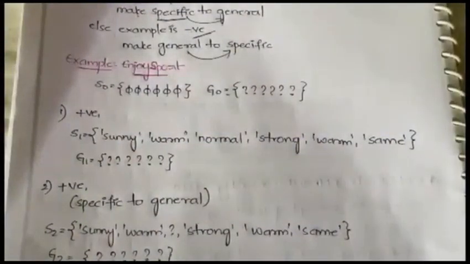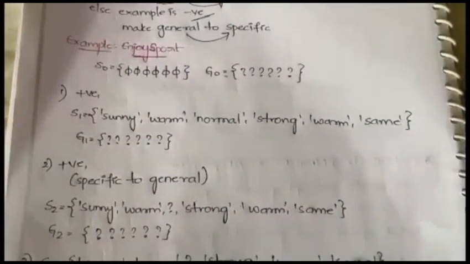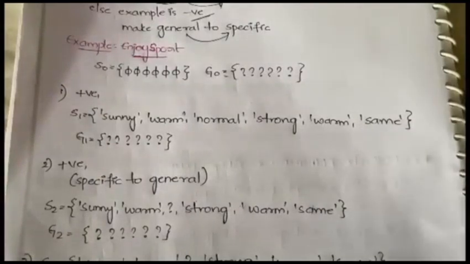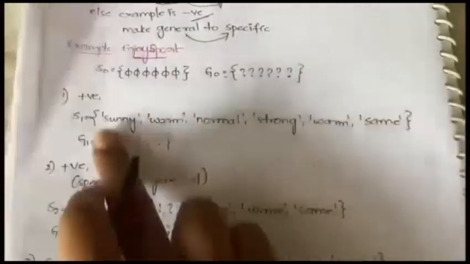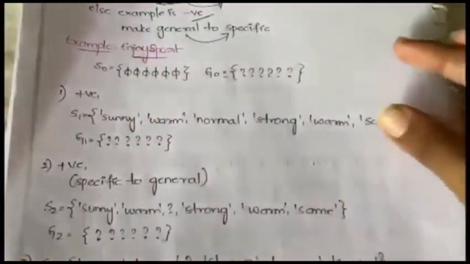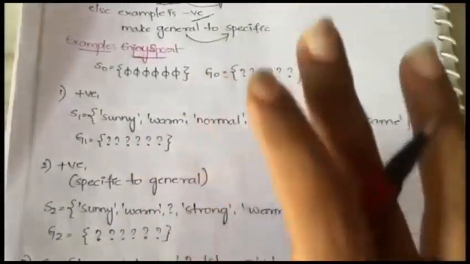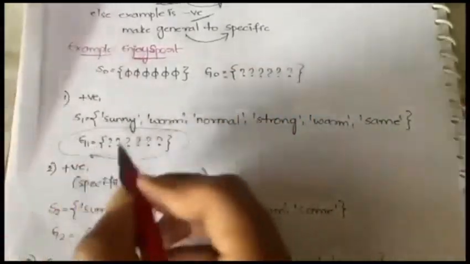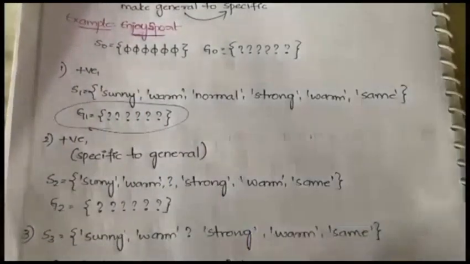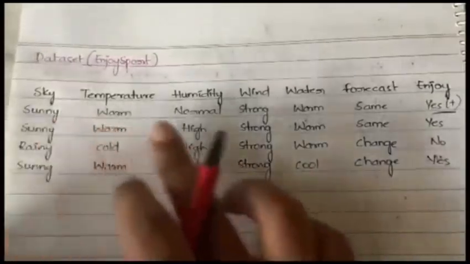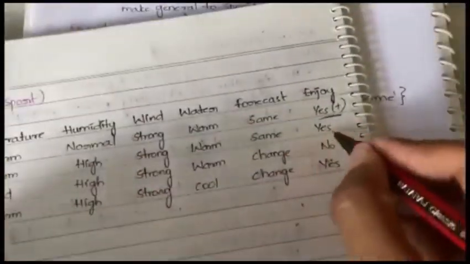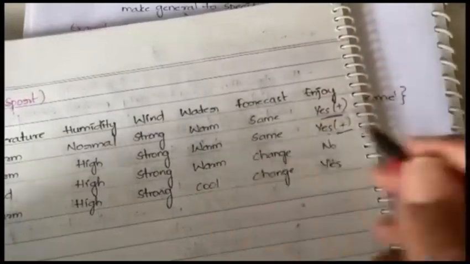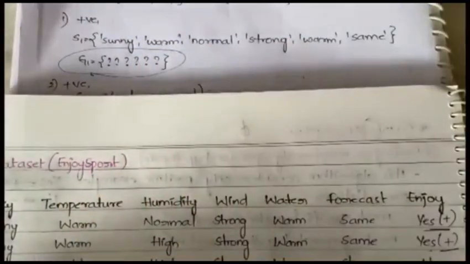In the case of a positive example, you have to convert the specific hypothesis into the general one, but in this case, you don't have any predefined hypothesis. This is the first example. So you have to write all the attributes as they are: sunny, warm, normal, strong, warm, same. All attributes should be written as they are. The general hypothesis also remains, because we don't have any negative values yet. Until and unless we encounter a negative value, the general hypothesis remains the same.